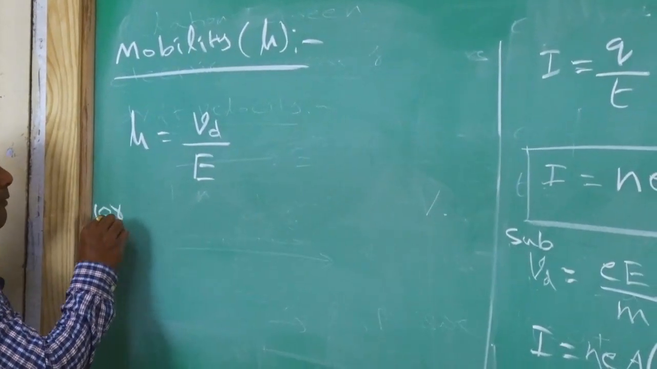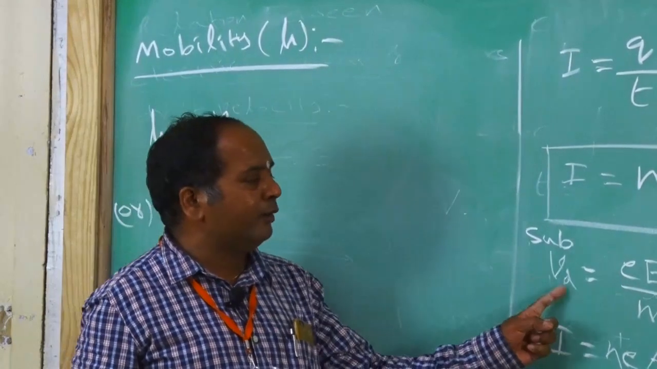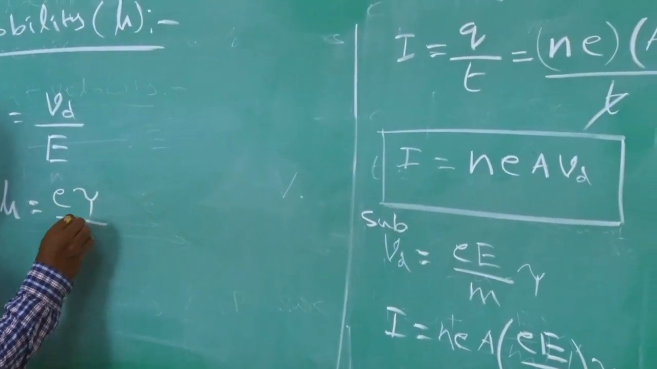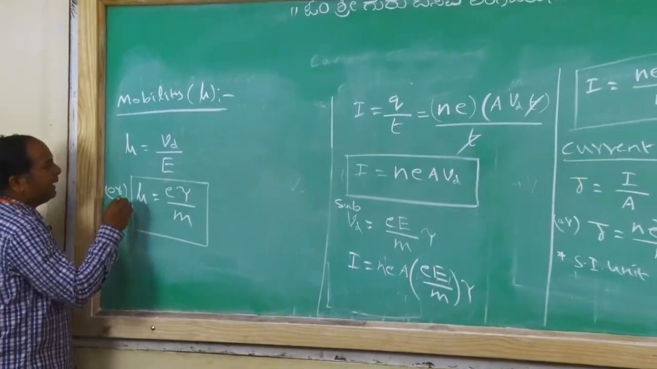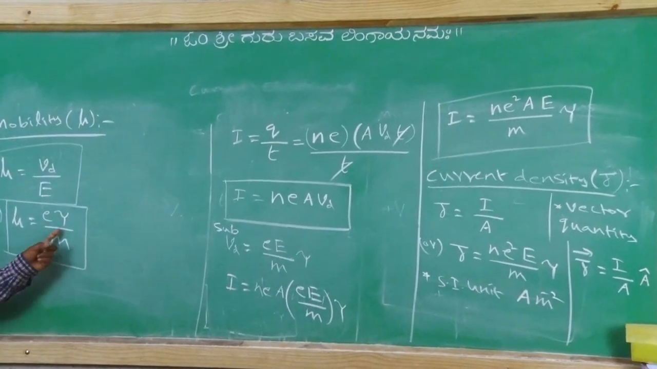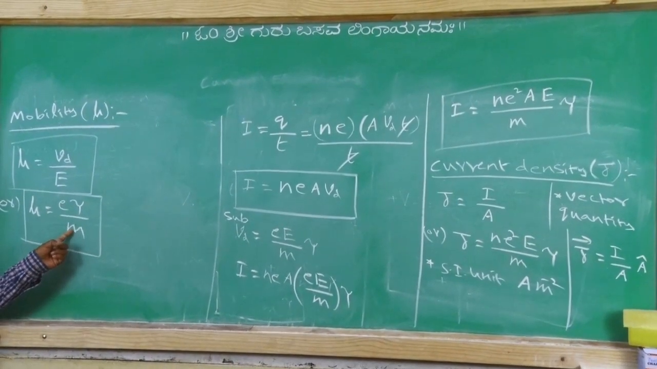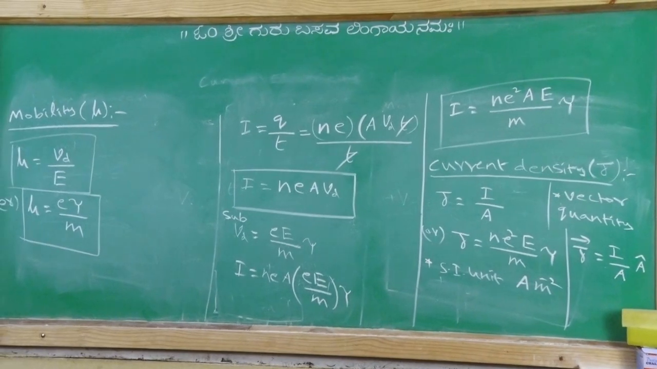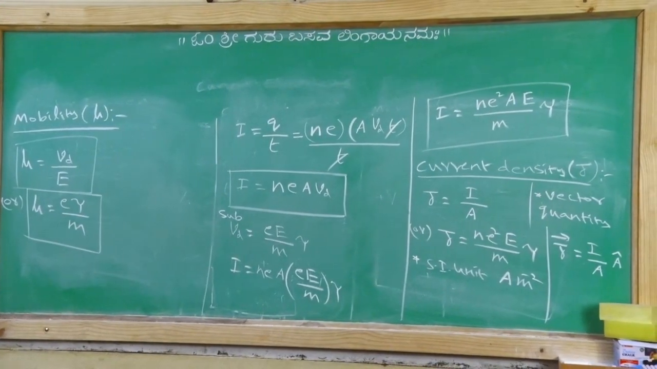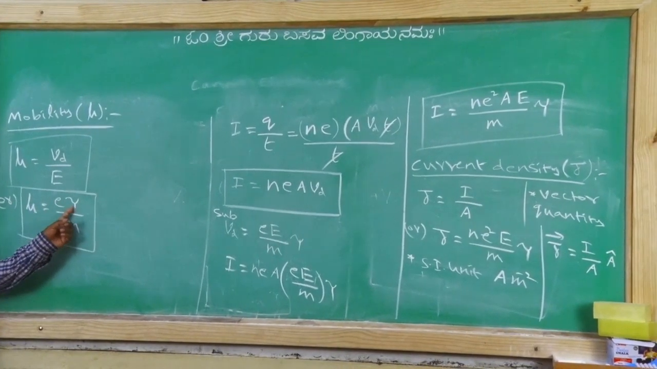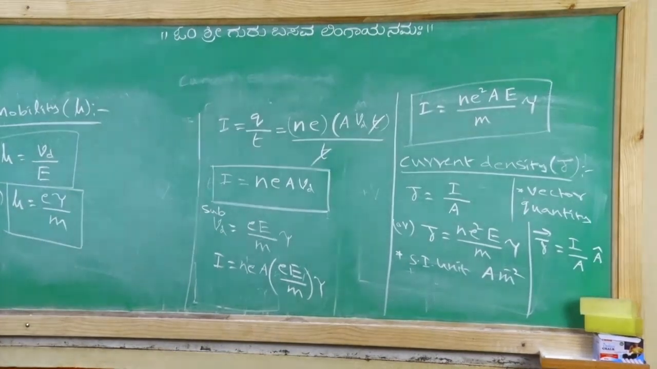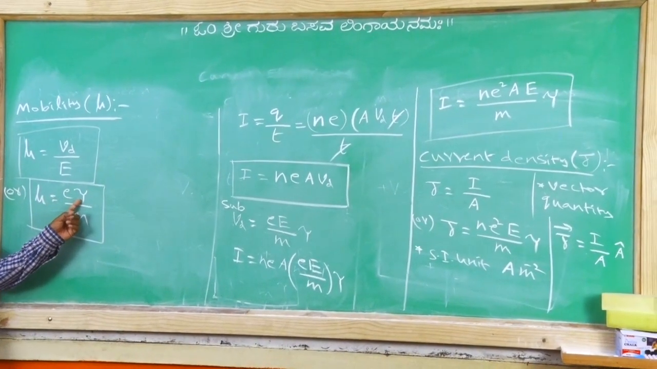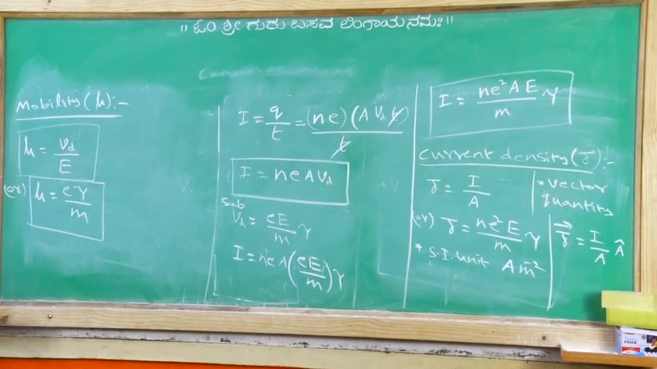Already we know the drift velocity value. So mu is equal to e E by m into tau divided by E, which gives mu equals e tau by m. Here e and m are constants, the charge and mass of the electron, so mobility is directly proportional to relaxation time. That means if electron collisions occur frequently, the mu value becomes less. If the collisions occur with a longer time interval, the relaxation time increases, so the mu value also increases. This is mobility.